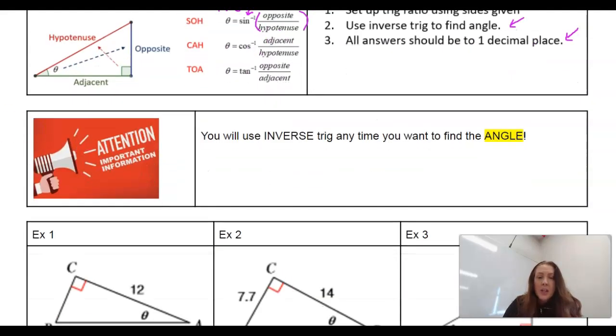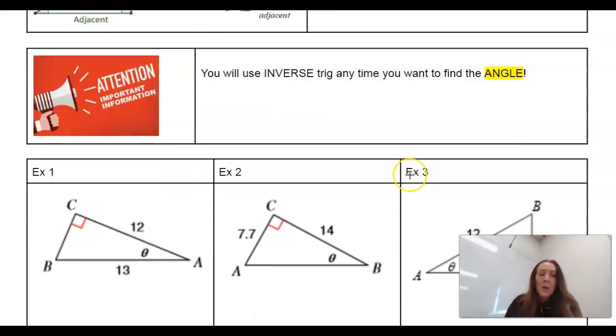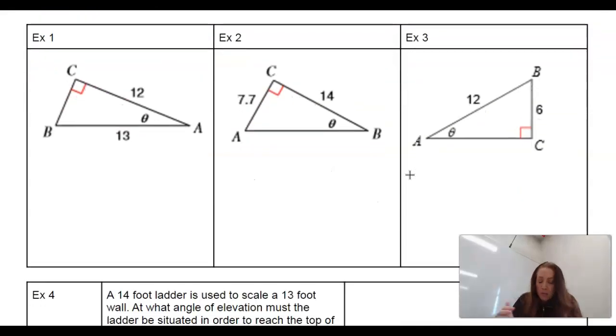So attention. I know I keep saying this over and over again. It does get confusing to students because they think, I don't know when I use the regular trig word and when do I use the inverse trig word. It's very clear cut. Anytime you want to find an angle, you use the inverse trig. You might not write it correctly on the paper, but it does matter what you're typing into a calculator. So let's look at example number 1.